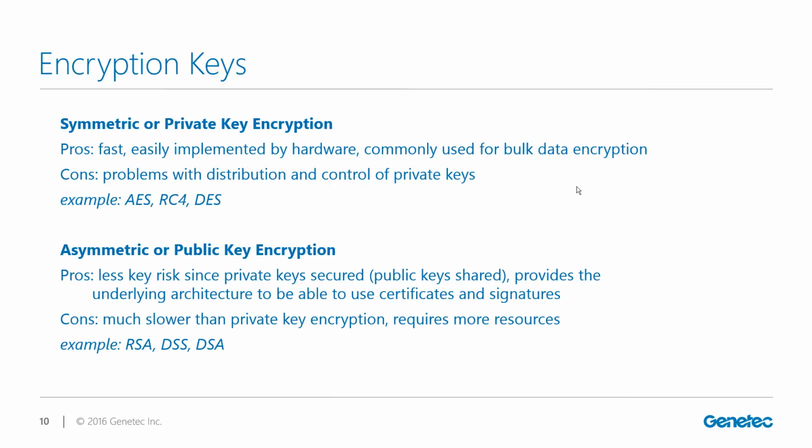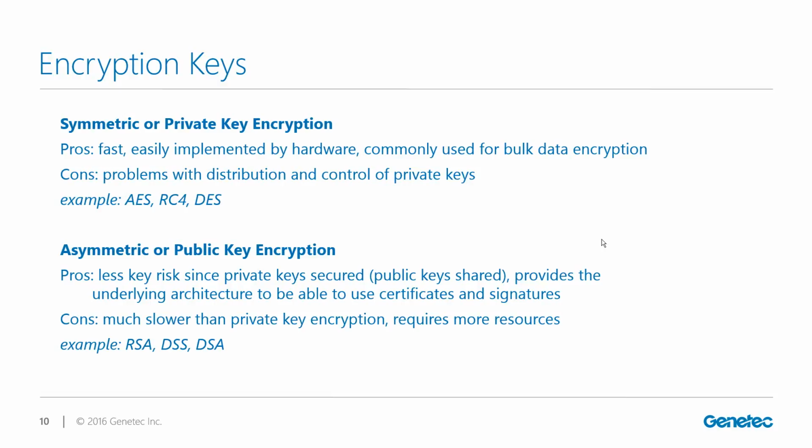A couple of cons, there's problems with distribution and the control of the private keys. As we saw, both the keys are exactly the same, which means it's easier for somebody to get their hands on that key and be able to decrypt any of the information that they receive. We'll see how that may happen in our next section. A couple of examples: AES, RC4, and DES. If you hear of those protocols, you know those are symmetric encryption protocols.